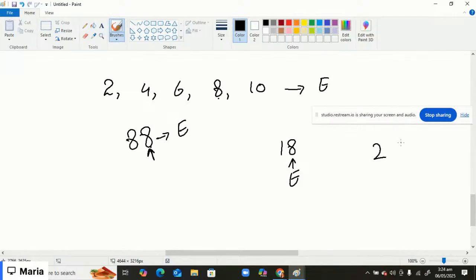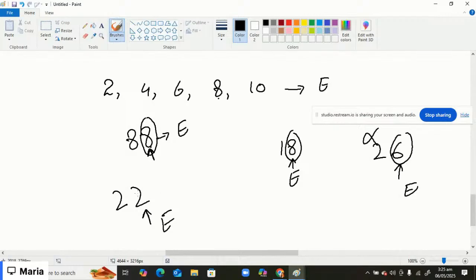Now it's 26. 6 is in the end. That is even number. If I'm going to say 22, so 2 is in the end. That is even number. So these are all even numbers which on the end, if there is some bigger number, so you check it out like this way. You check it out the last digit, not these ones, this one.